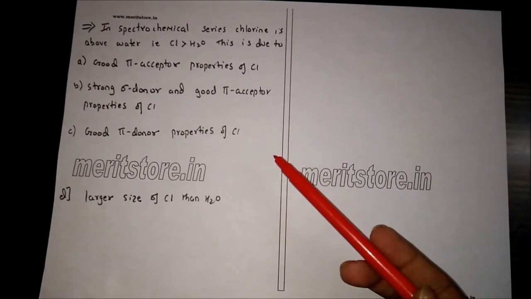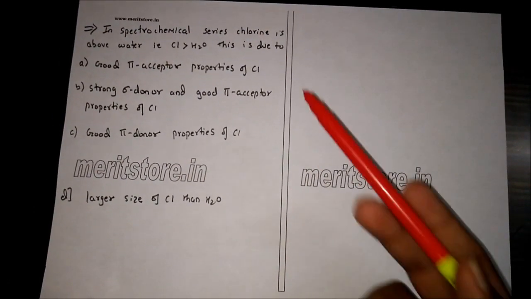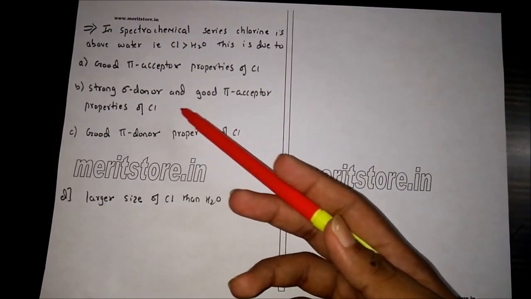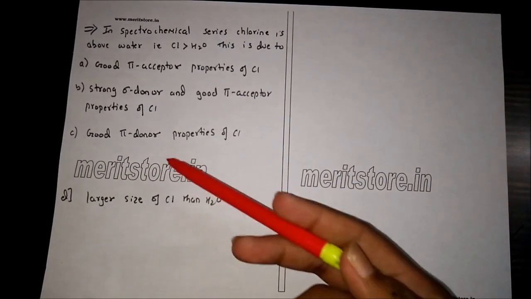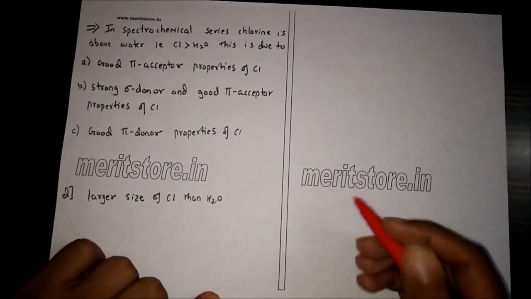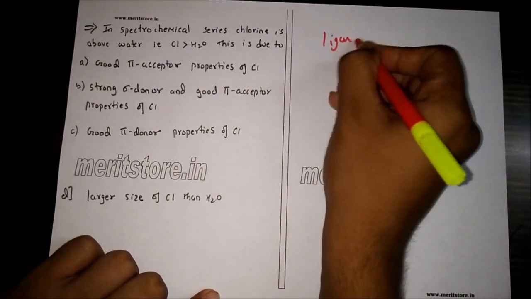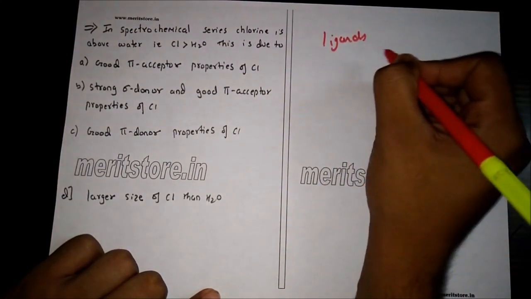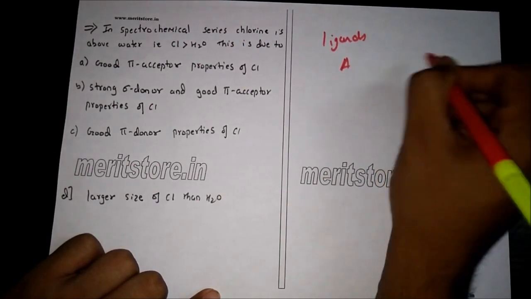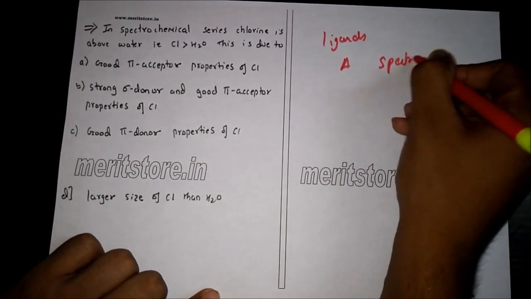In the spectrochemical series, chlorine is above water, that is Cl is more than H2O. This is due to: A. Good pi acceptor properties of Cl, B. Stronger sigma donor and good pi acceptor properties of Cl, C. Good pi donor properties of Cl, or D. Larger size of Cl than H2O. Now, when ligands are arranged in ascending order of the crystal field splitting energy, delta, they produce a spectrochemical series.